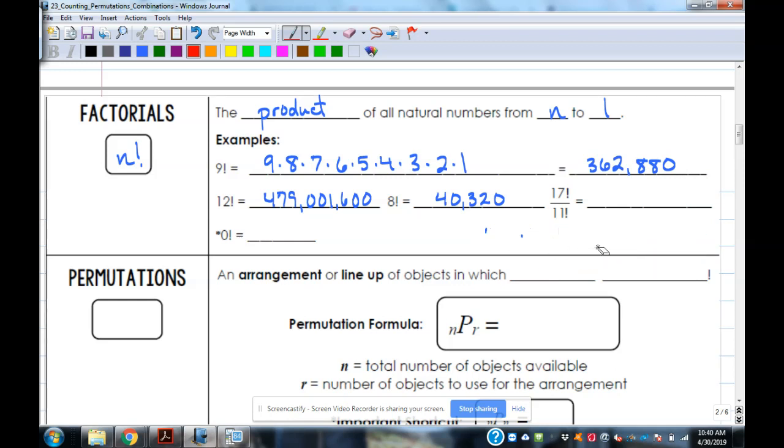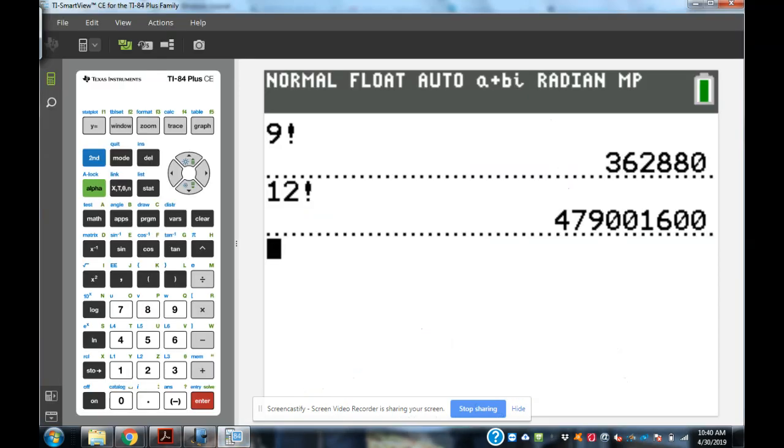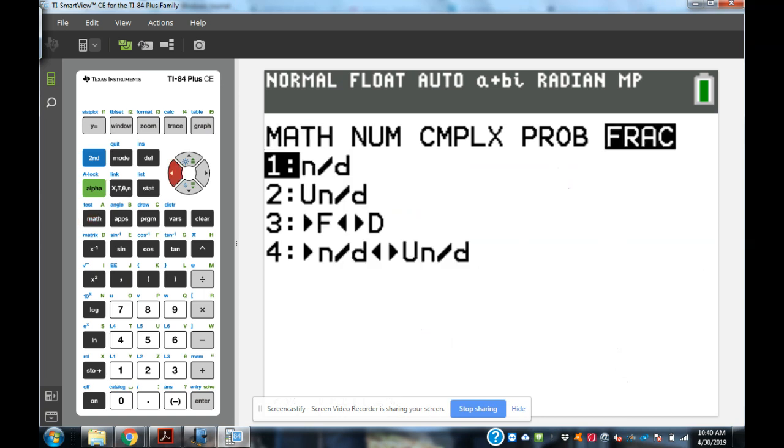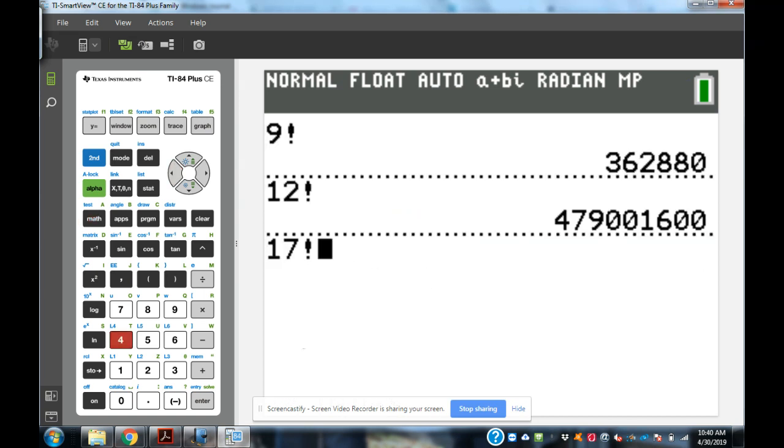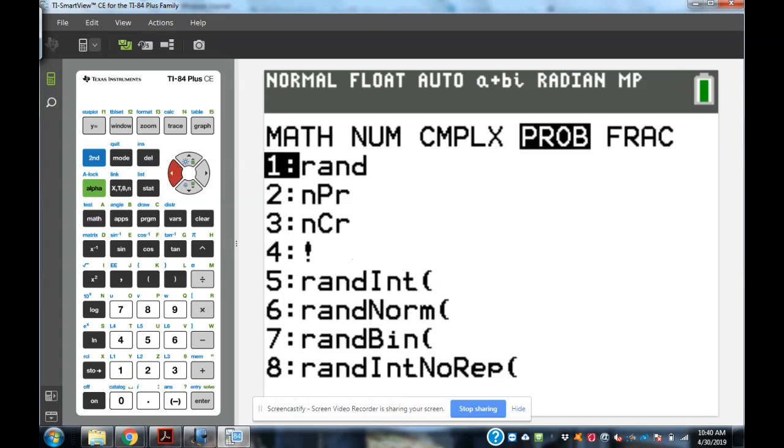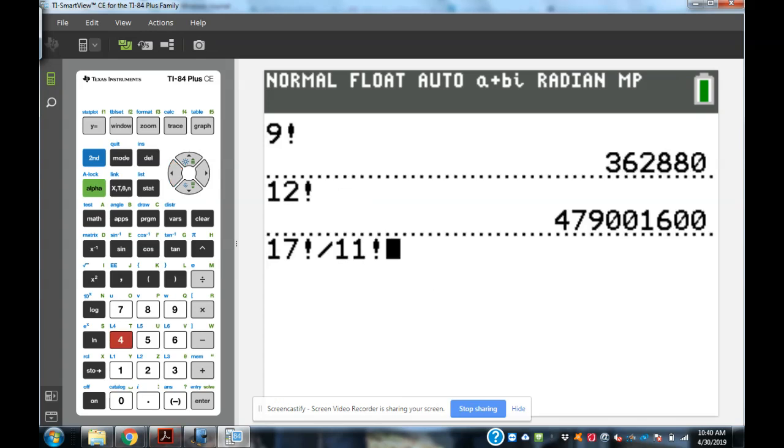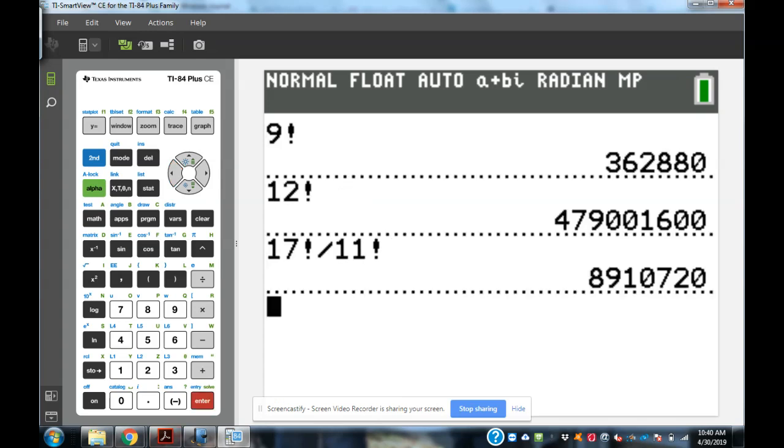That's a nice thing if you ever have to do it by hand. I don't think you're ever going to have to do it by hand. Not for me, anyway. So, math, probability, factorial for 17 divided by 11. The answer is 8,910,720.